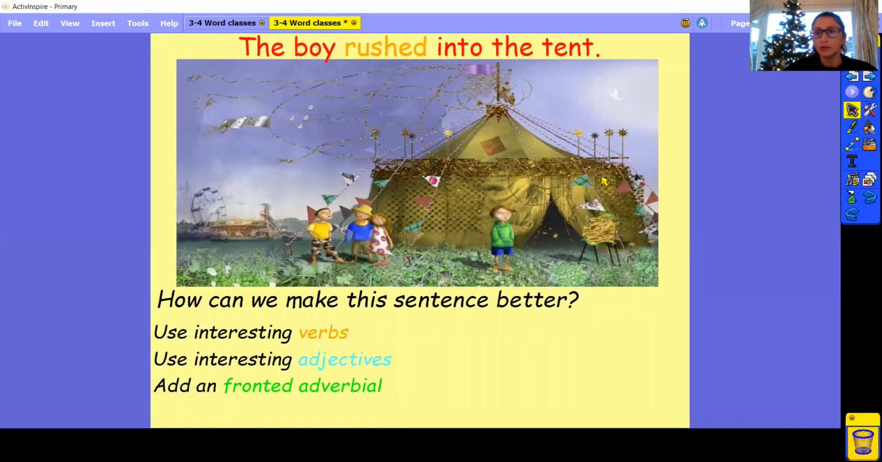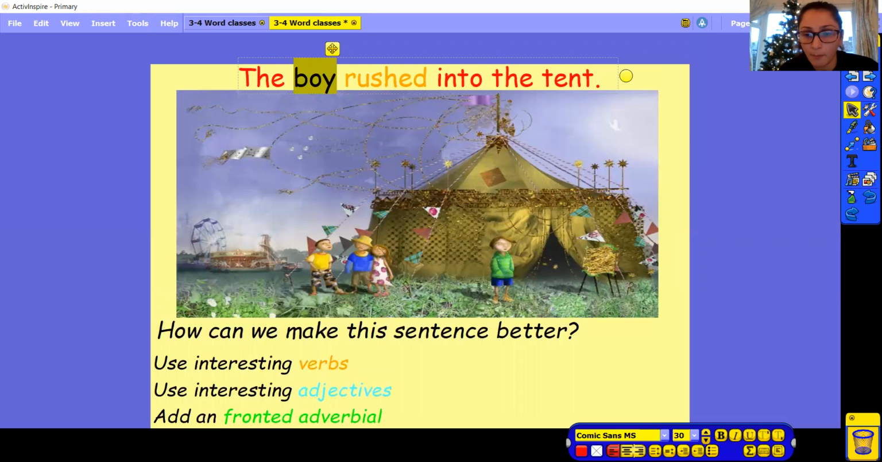Okay, can we use an adjective? So have a quick think about what an adjective is. We've done a lot of work on this already, so have a think what an adjective is. So well done. An adjective describes the noun. It's a describing word. So we've got 2 nouns in the sentence. Can you find the 2 nouns in the sentence? So the boy rushed into the tent. What are the 2 nouns in that sentence? Well done if you said the 2 nouns were boy and tent.